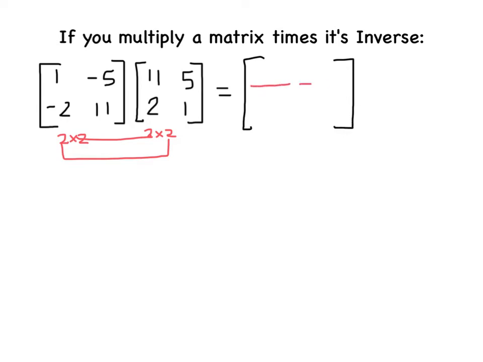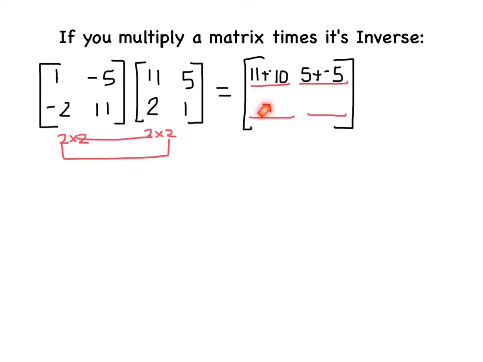So remember, I always create this blank one. This is first row, first column. So I'm going to multiply the first row times the first column. And what I'm going to get is 1 times 11 is 11, plus -5 times 2, which is -10. Now I'm going to multiply the first row, second column to get this guy right here. So I get 1 times 5 is 5, plus -5 times 1 is -5.